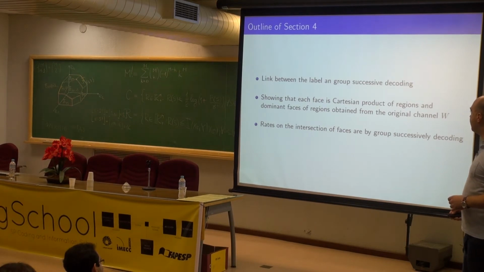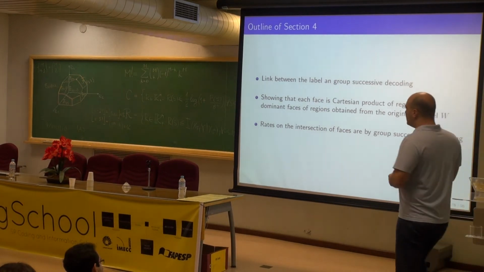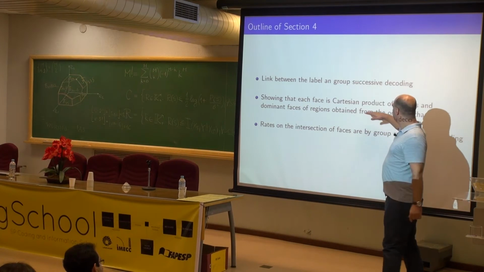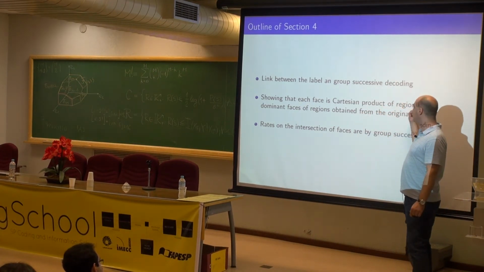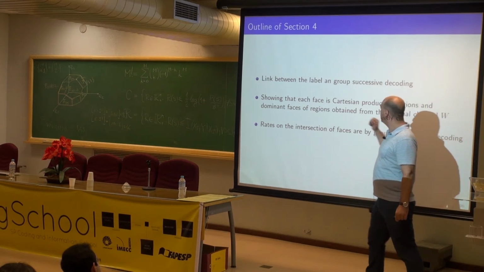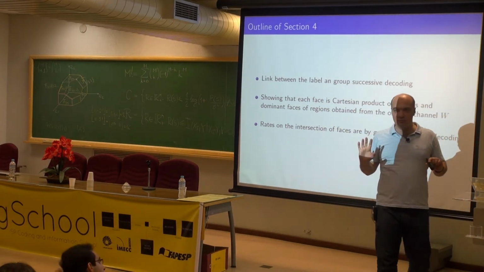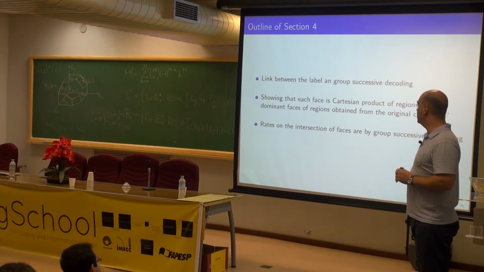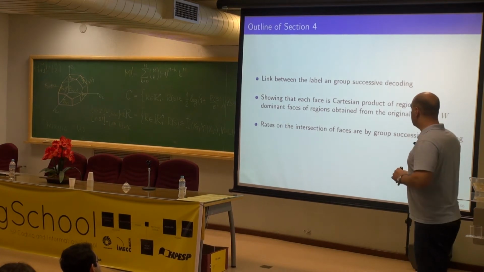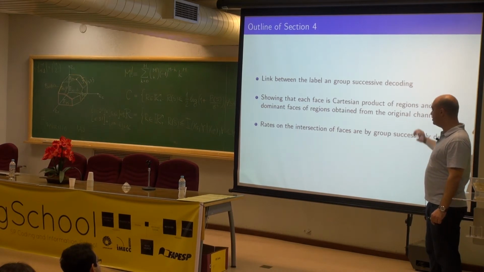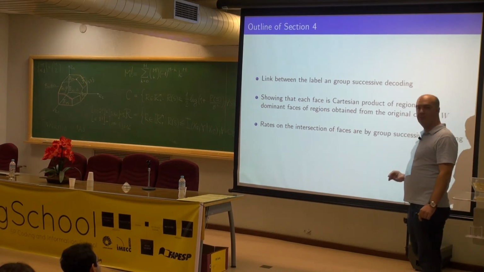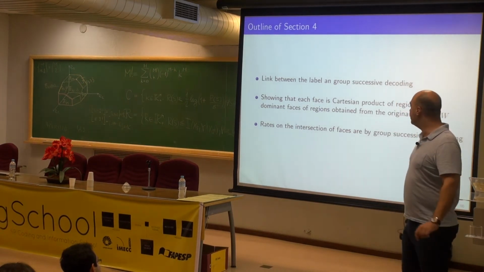And then I just want you to remember this one, that each phase is a Cartesian product of regions and dominant phases of regions. So for each phase we can say that. And then the rates on this intersection of these phases are achieved by this group successive decoding. If you remember this, I'm very happy.